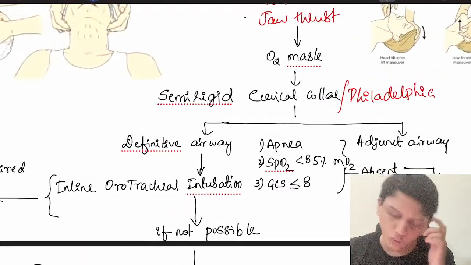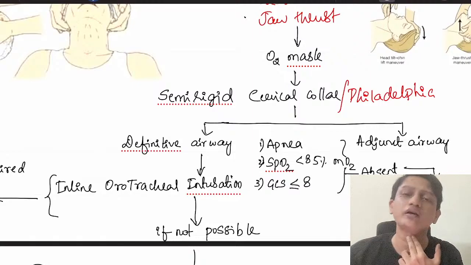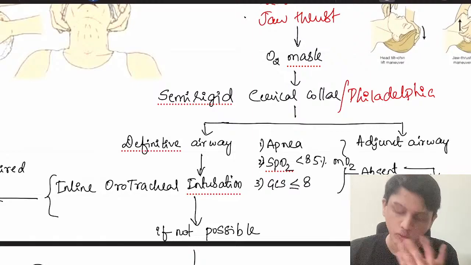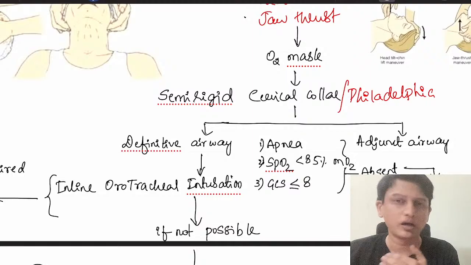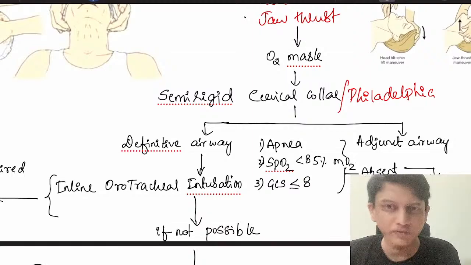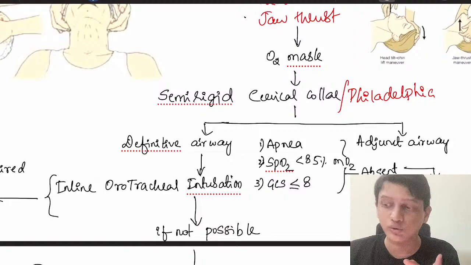There is something called the oropharyngeal airway. It's going only till the pharynx, not into the trachea. Oropharyngeal airway, nasopharyngeal airway, mask airway. There are so many varieties. We'll see them one by one because there are questions for you.